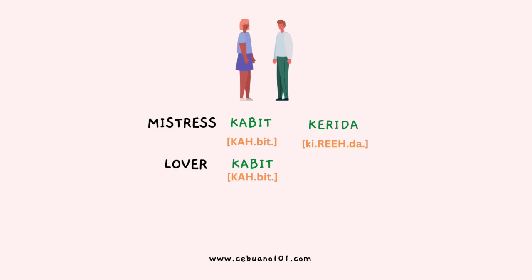Okay, one more time. Mistress is kabit or querida. This is for the women or woman. Lover, referring to man. Kabit, you can just use kabit. We don't use querida for men. Okay, so normally kabit, just kabit for men. And for women, mistress, we use kabit or querida.